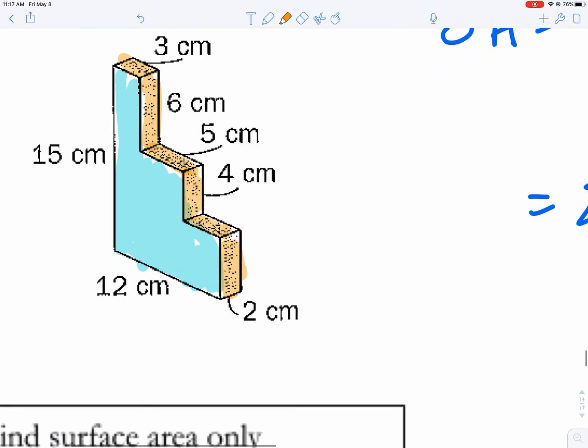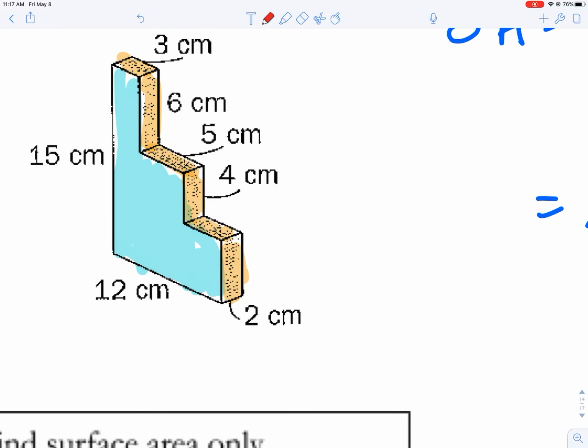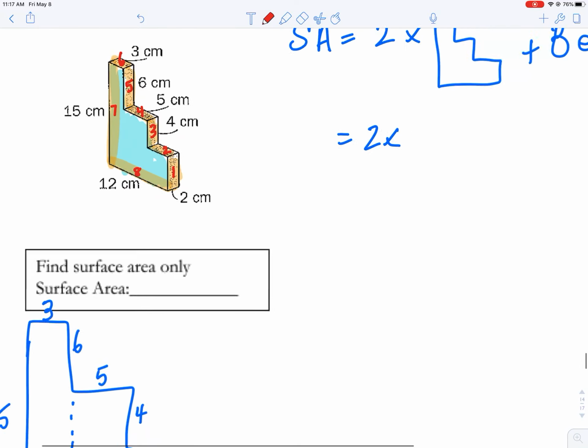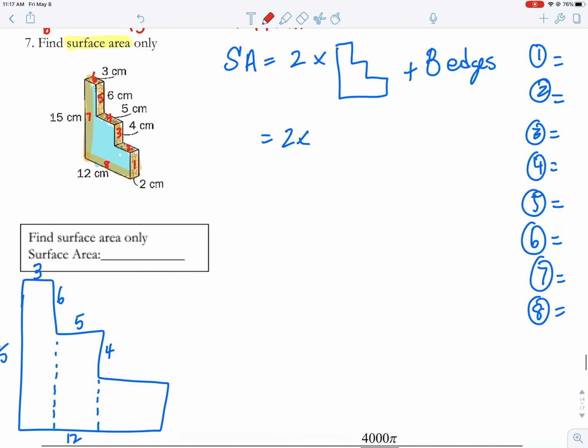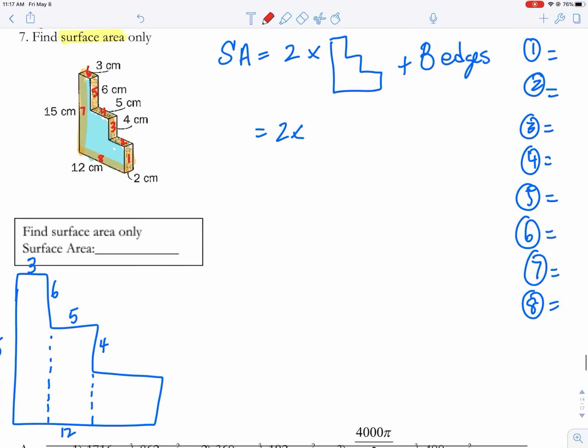I'm going to zoom in on this because I'm going to label those. I'm going to label them edge 1, edge 2, edge 3, edge 4, edge 5, edge 6. But then we're going to have two edges that we can't really see right now. There's going to be the edge that goes all the way down the back. I'm going to call that edge 7. And then we're also going to have the edge that it's sitting on, the bottom edge. So I'm going to call that edge 8. So if we're finding the surface area, we want to have it for 2 of the staircase shapes and 8 of the edges.